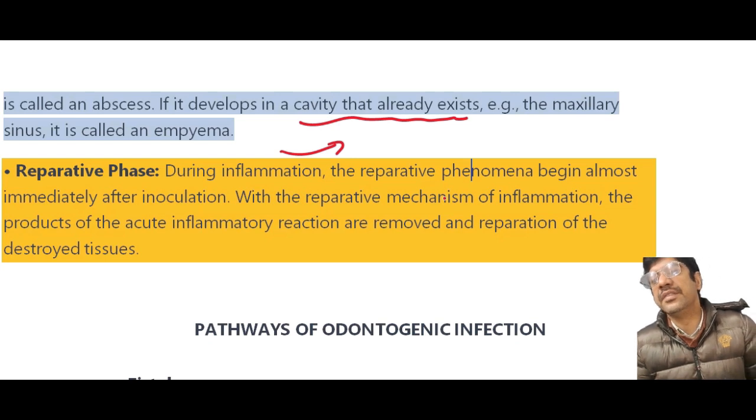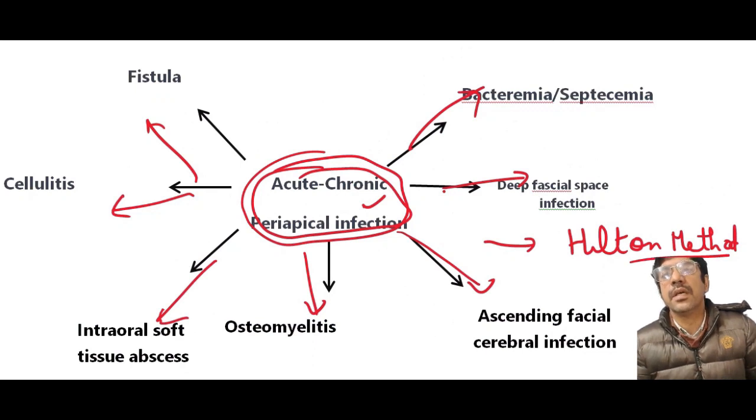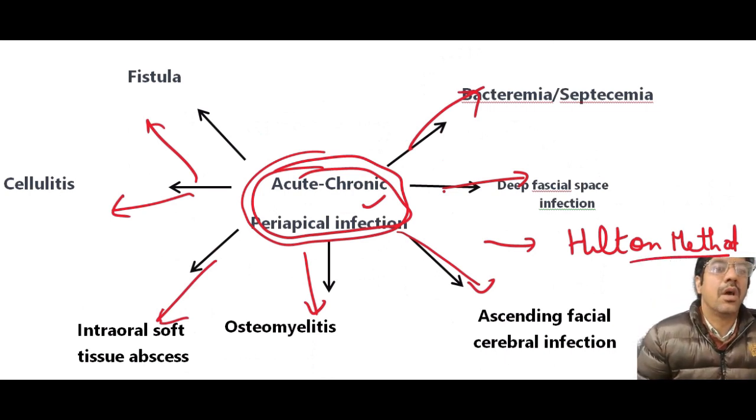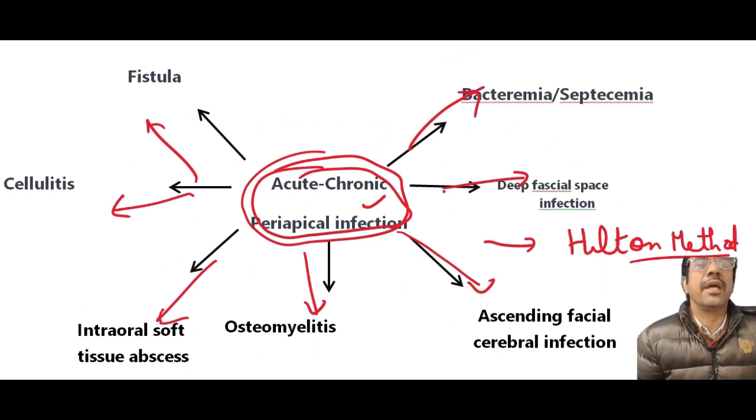So this table represents the acute and chronic periapical infection that can cause bacteremia, deep facial space infection, ascending facial cerebral infection, or you can see osteomyelitis, intraoral soft tissue abscess, fistula, or cellulitis.